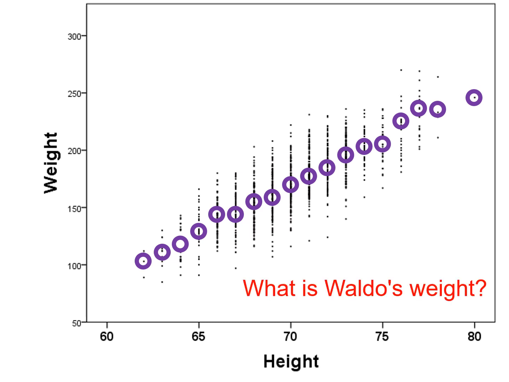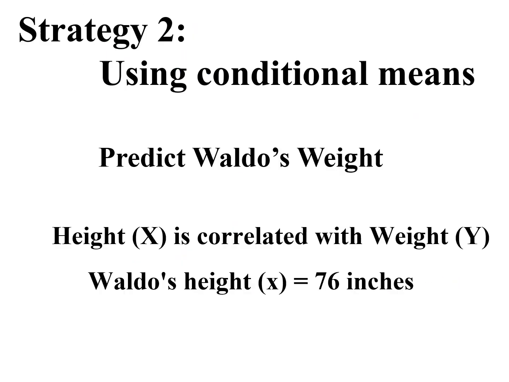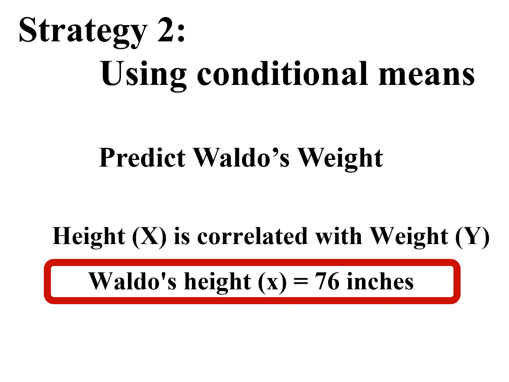Now we're ready to revisit our prediction question. What is a good estimate for Waldo's weight? Our strategy is to use the conditional mean to estimate Waldo's weight. And we saw this slide earlier. This slide told us that Waldo's height is 76 inches. We're going to use this information and our conditional means to make an estimate.